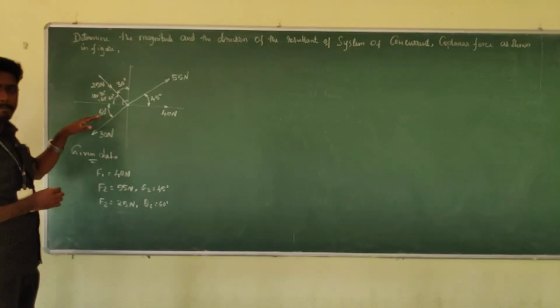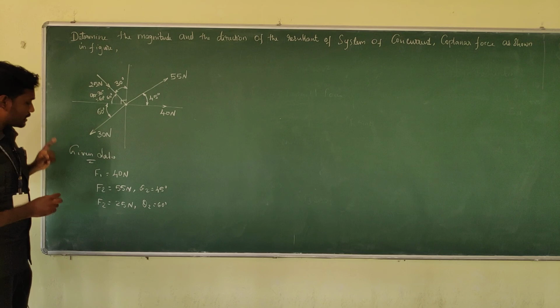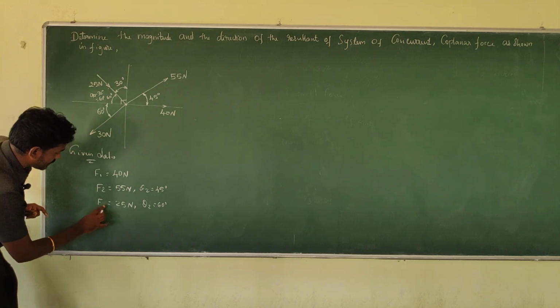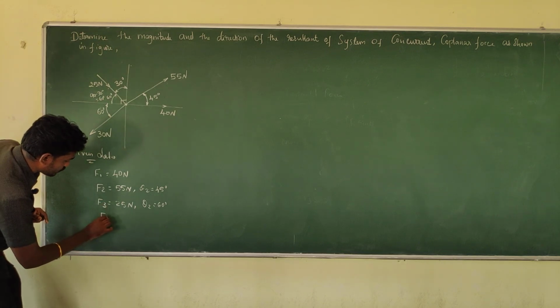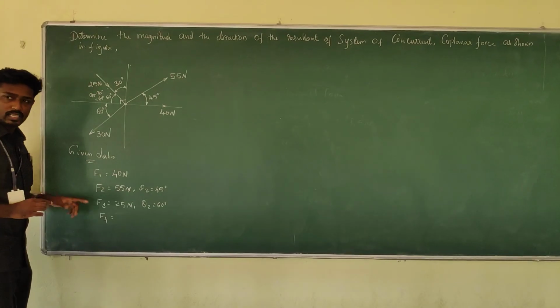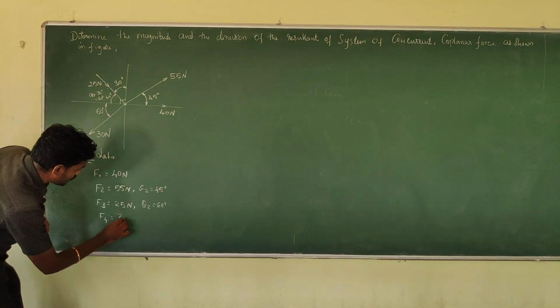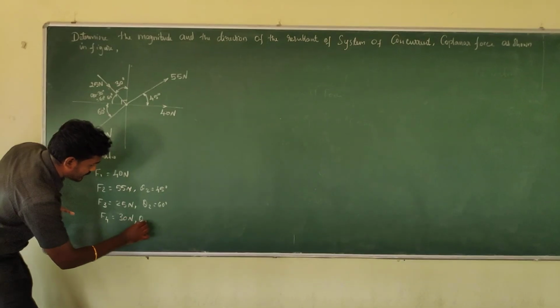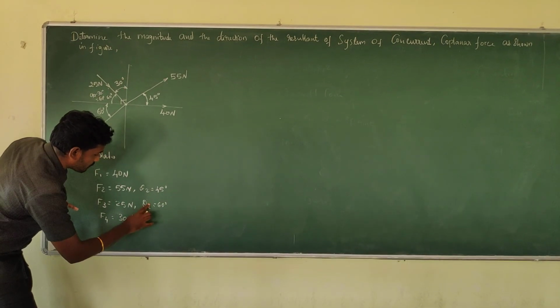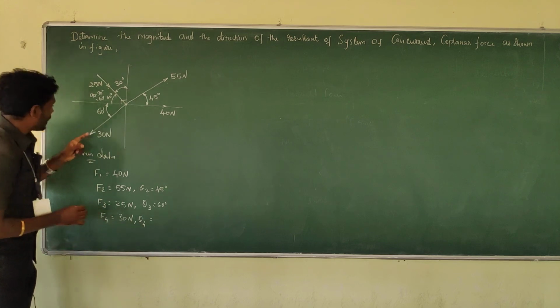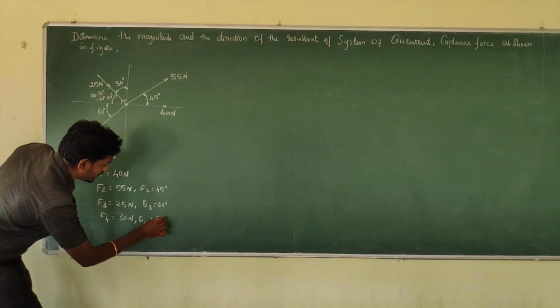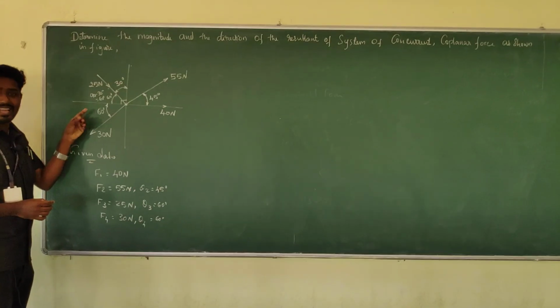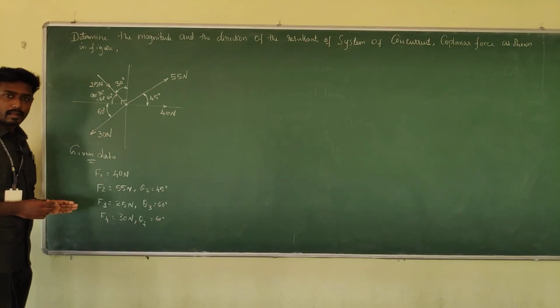And now see, move to the next quadrant. There is a force of 30 Newton, which I can take as F4. This is F3, this is F4. So this is 30 Newton. And what about the inclination? Theta 4 is 60 degree. Here it is mentioned with respect to the x-axis, no issue, you can directly plot.